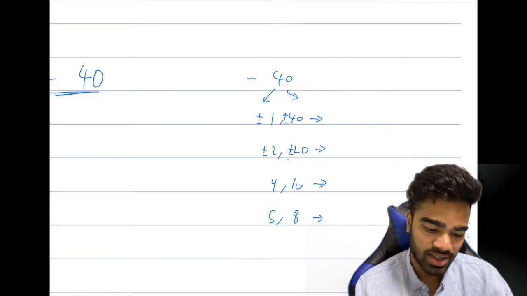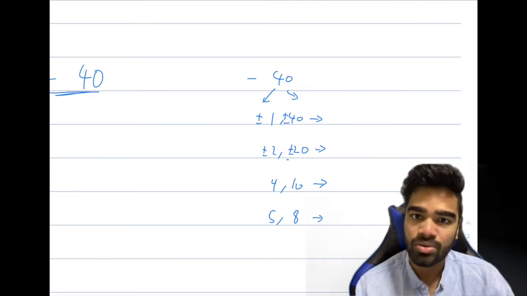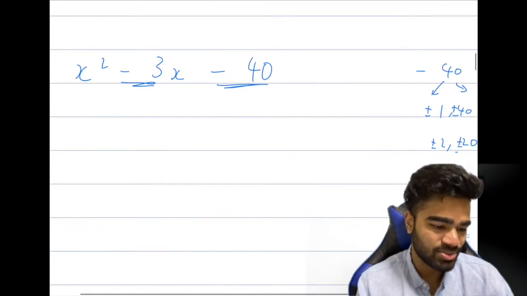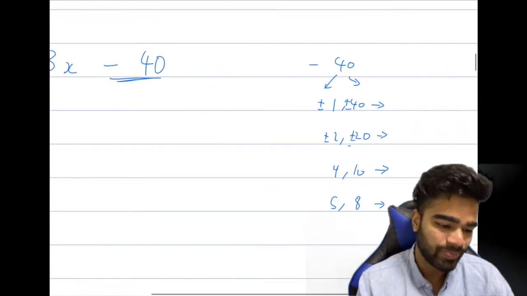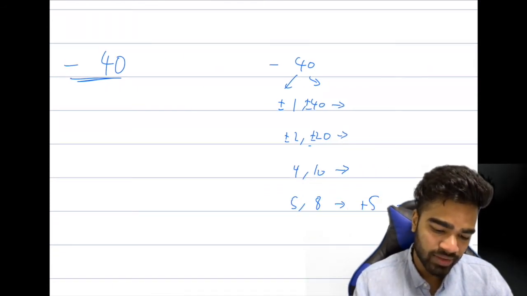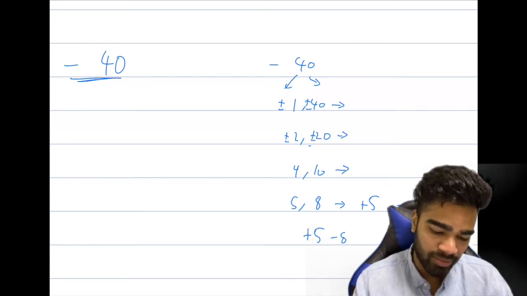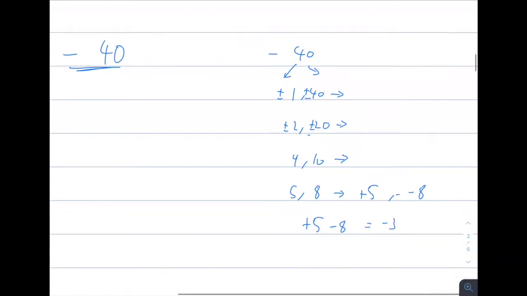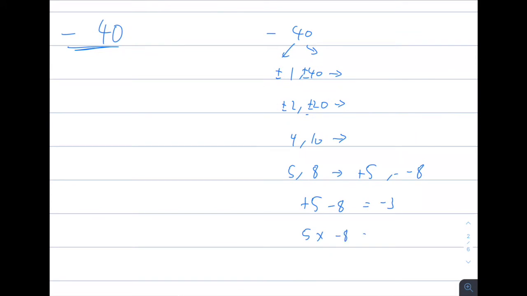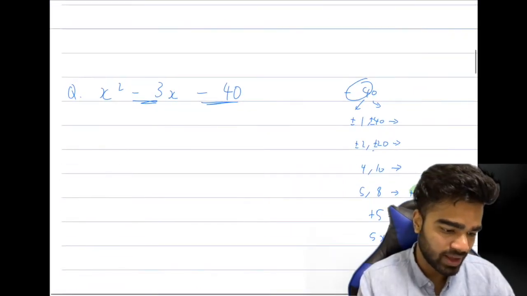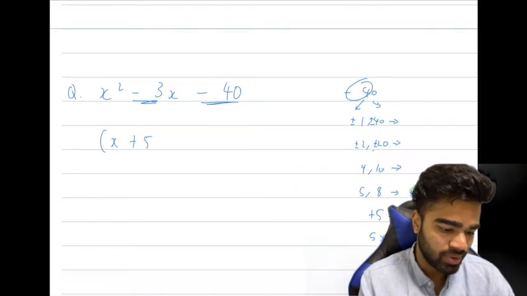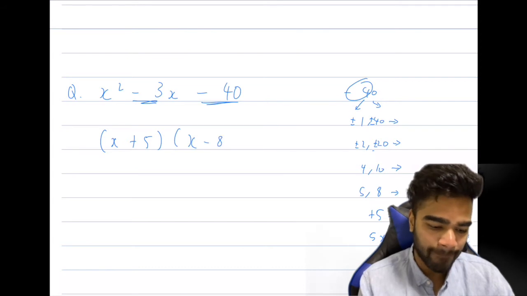5 plus 8 is 13, but 5 minus 8 is negative 3, which is what we wanted, right? So we have positive 5 and negative 8. Positive 5 minus 8 is negative 3, which is what we wanted. And 5 times negative 8 is negative 40, which is what we wanted. So your factors are positive 5 and negative 8. So it's simple, x plus 5, and this time it will be x minus 8 because it's a negative number.